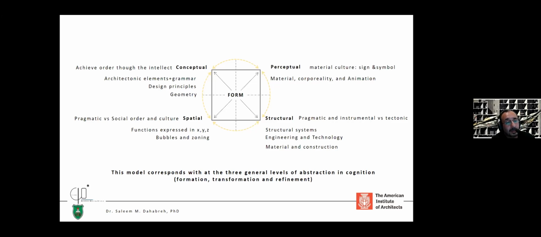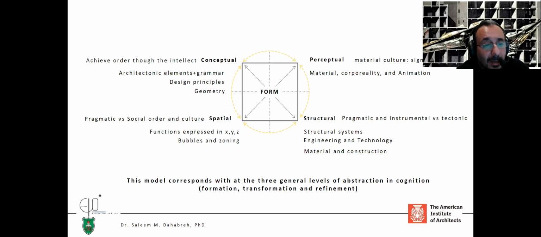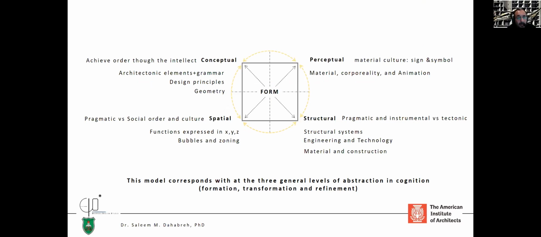It has a structural component, which is pragmatic and instrumental, meaning it makes our building stand, and at the same time, it has the aesthetics of the tectonic, as Semper said, i.e. it is a part of an aesthetic realm that goes beyond the pragmatic. It has perceptual qualities, which makes it a part of a material culture via signs and symbols. And finally, it has an ordering part, which I call the conceptual, which is the workings of the intellect, as said by Vitruvius, Alberti, and many others.